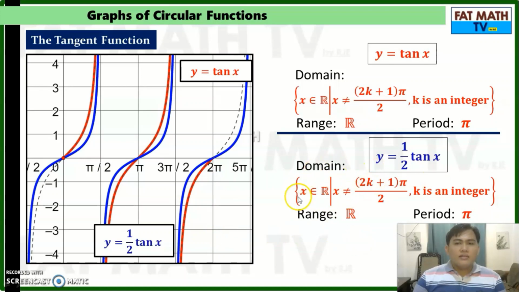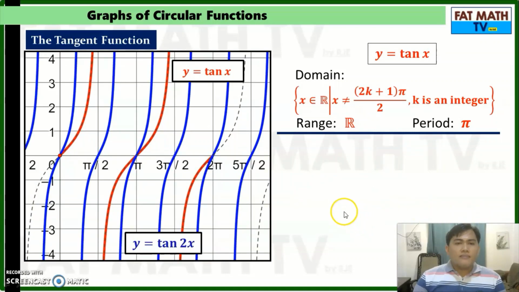So the domain is still the set of all real numbers except the odd multiples of pi over 2. For the range, it's the set of all real numbers, that is from negative infinity to infinity, and the period is pi. How about a number here with x? What will happen to the graph? As you can see here, the graph is like twice as many in this frame.